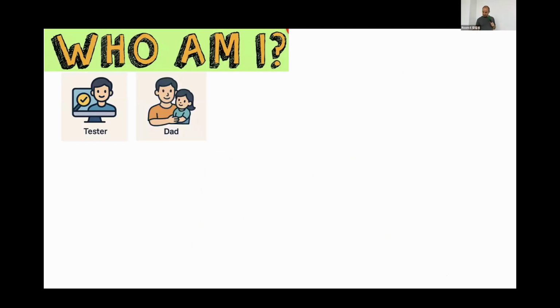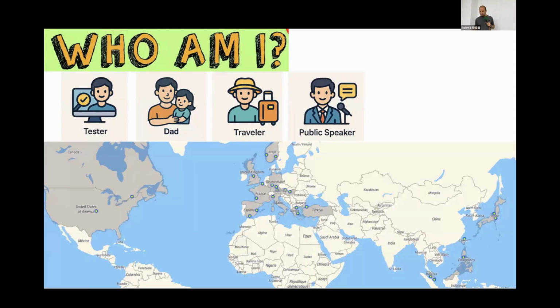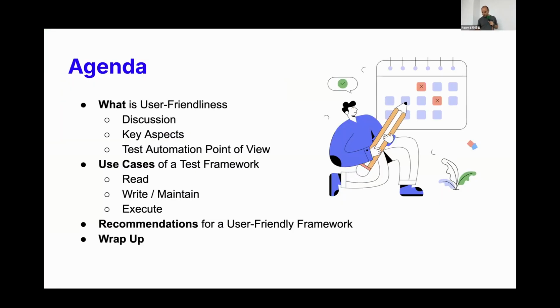So first of all, let me introduce myself a little bit. I am a tester. I'm mostly doing the test automation. I have a family in Japan. I love traveling, and I'm doing public speaking all over the world. And additionally, I'm a community builder, so I'm organizing some meetups in Tokyo. So if you are around, please come and visit. So this is the link for the conference that I'm organizing.